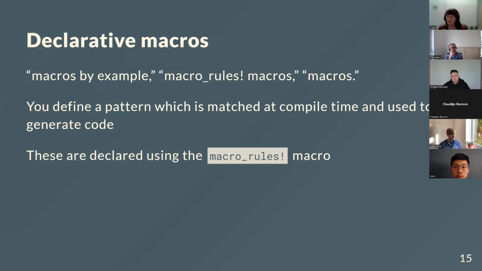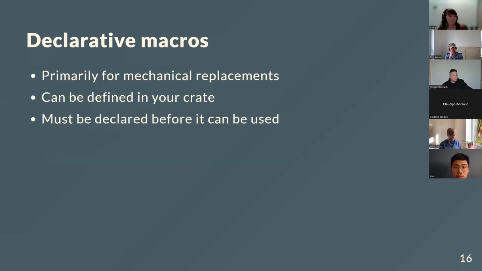You will also interchangeably hear these called macros by example, or macro_rules macros, or just macros. You define a pattern which is matched at compile time, and then you use that to expand, generating more code. And they're declared using this macro_rules macro. You mainly use declarative macros for fairly obvious mechanical replacements, like I put in this one thing, I want it to generate this much larger thing.